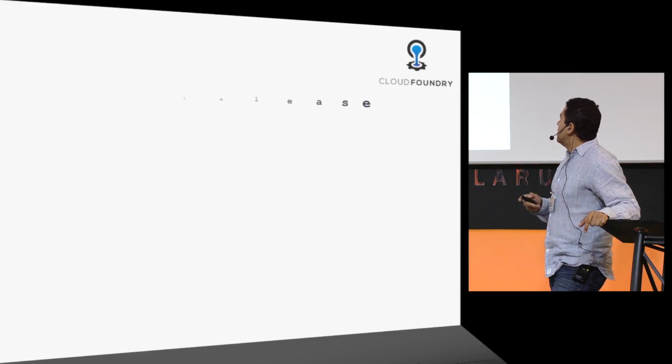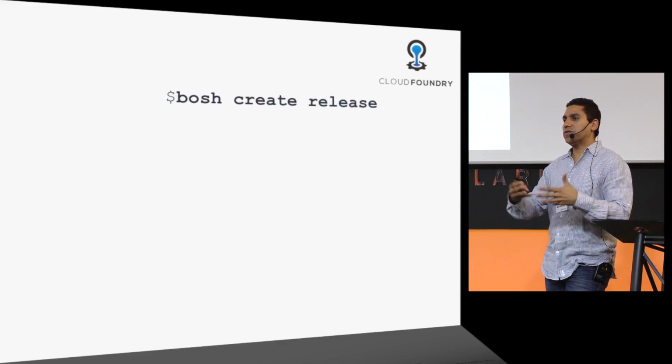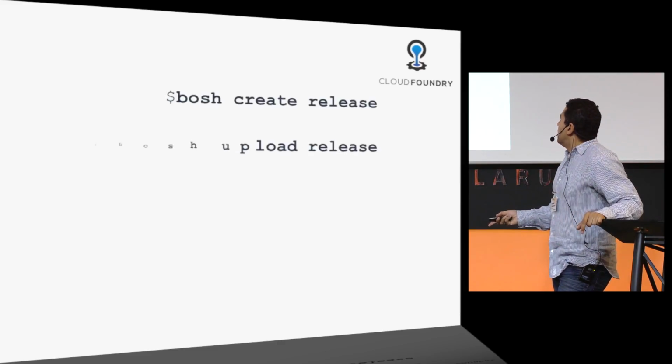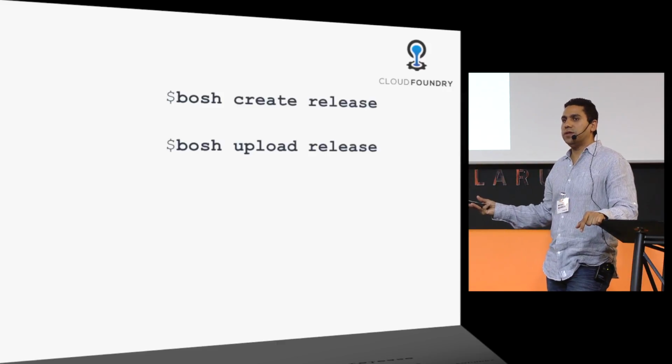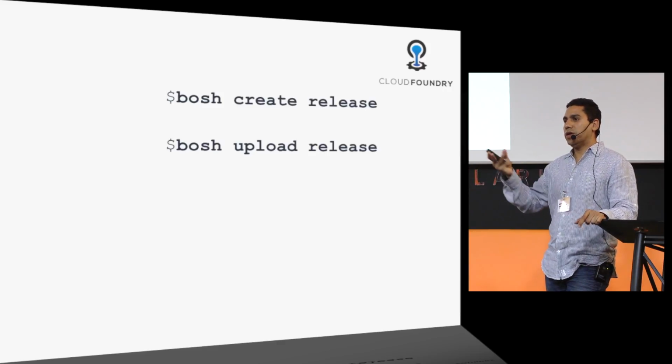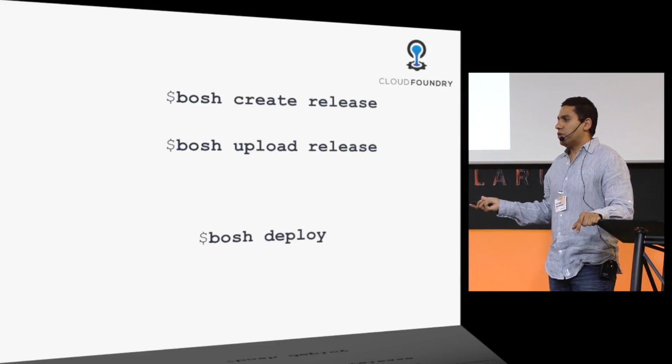So what it is: first you say Bosch create release, because you've got to create some release, for instance, a piece of software that you're building. Then you upload the release, so that tells Bosch to take that release and put it in the director, so that now the director has access to it. And then you do a Bosch deploy.